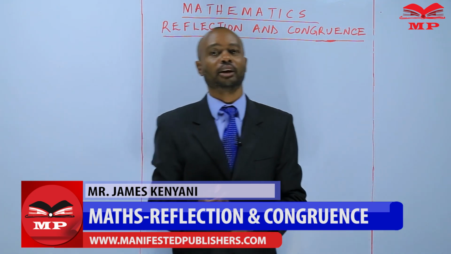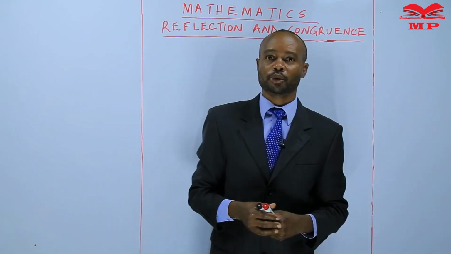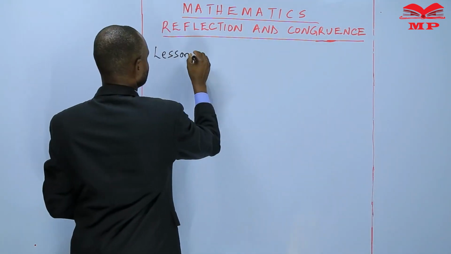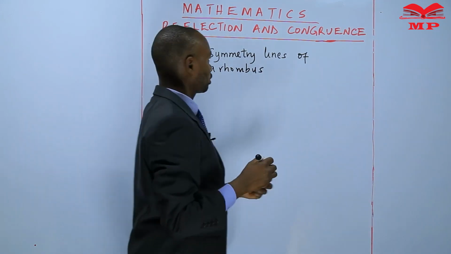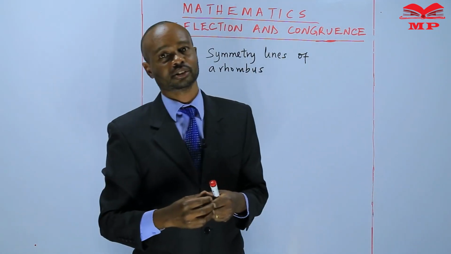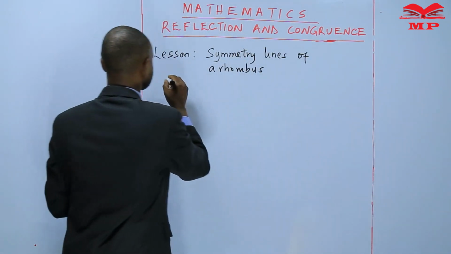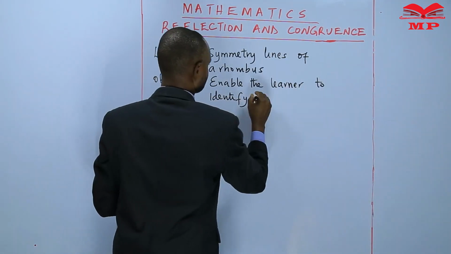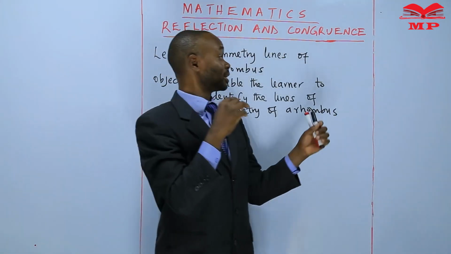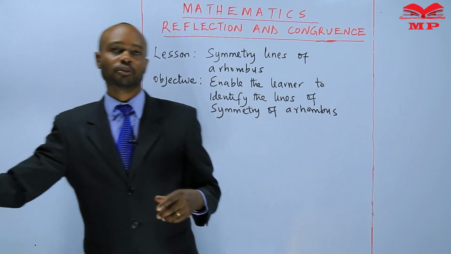We are going to continue with our lesson on reflection and congruence, and today we are going to look at symmetry lines of a rhombus. The objective of the lesson is to enable the learner to identify and even construct the lines of symmetry of a rhombus. So the lesson will help the learner to identify the lines of symmetry of a rhombus.